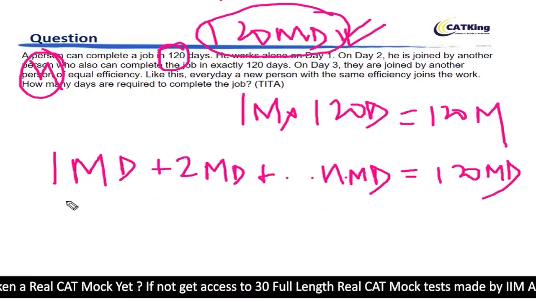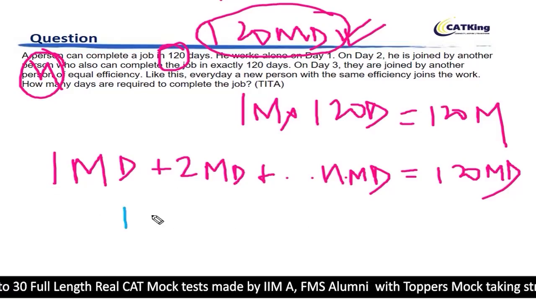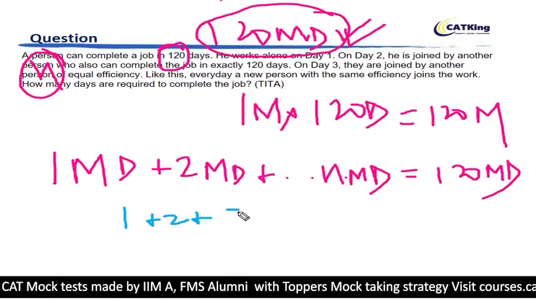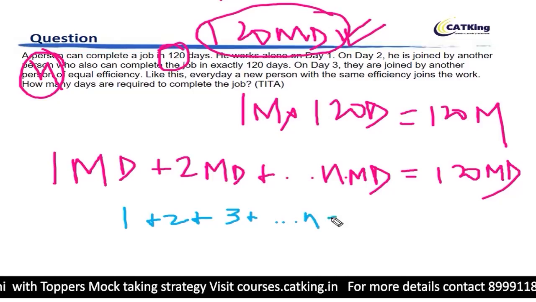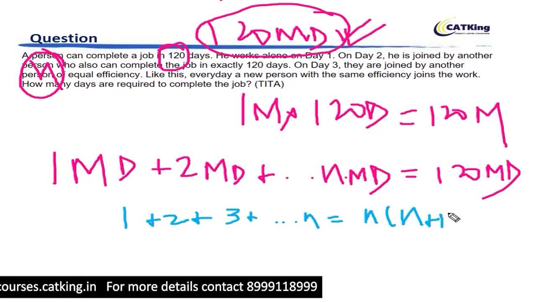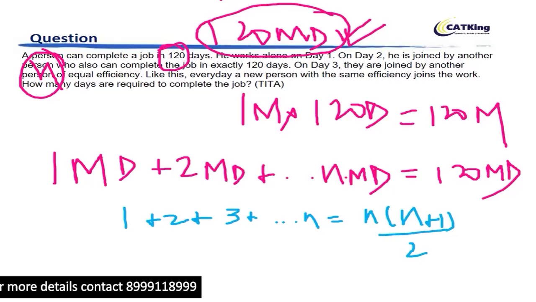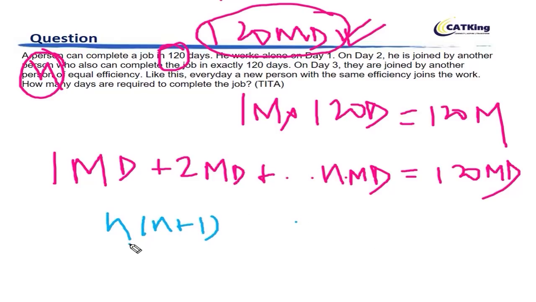If you cancel man days from everywhere and you sum this number, 1 plus 2 plus 3 plus ... n. So I hope you guys know the concept here. Basically, the sum of the first n natural numbers is given as n into n plus 1 by 2, right? So here, if you do this, n into n plus 1 by 2 is equal to 120. Now there is a way to solve this.